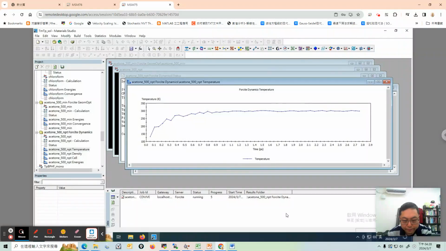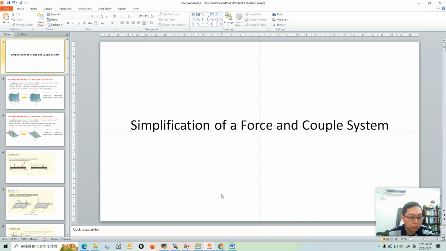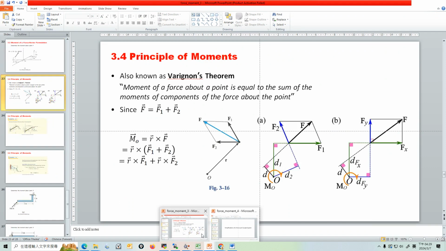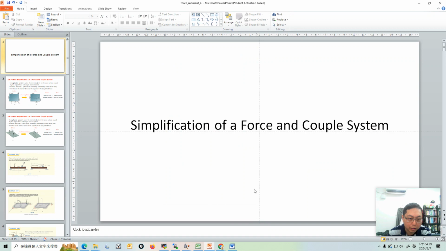Hello everyone. Welcome to Mechanics of Materials. In this video, we are going to go to a new section called simplification of force and couple system. Before that, I just want to introduce a very small section on the details of the moment calculation, because this relates to the further simplification of the force and couple system.